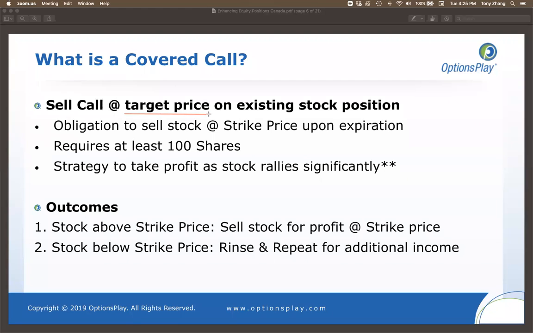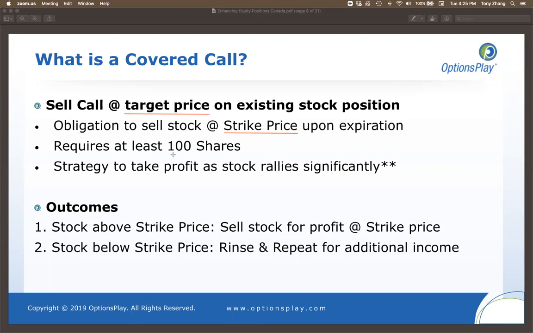Once you sell a covered call, you have an obligation to sell the stock at the strike price upon expiration. Just like when you place a limit order, when the stock rises to that price, you have to sell your stock. Same thing with a covered call, where you're effectively obligating yourself to sell your stock at a higher price sometime in the future.